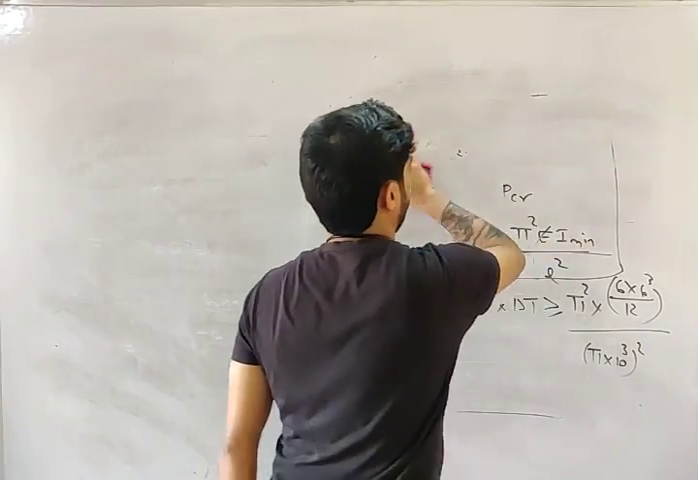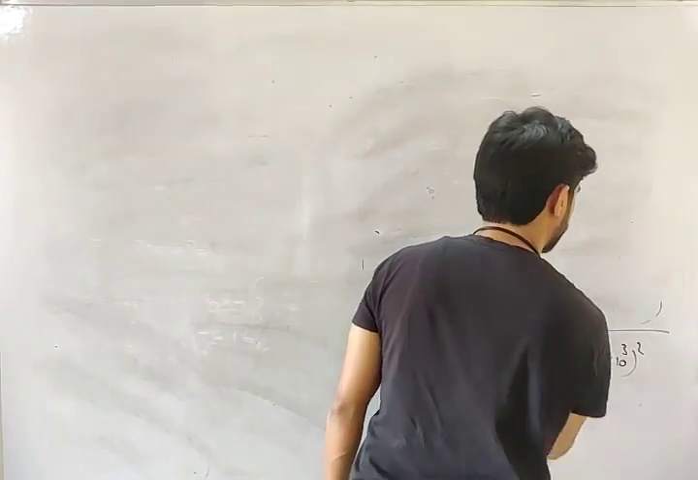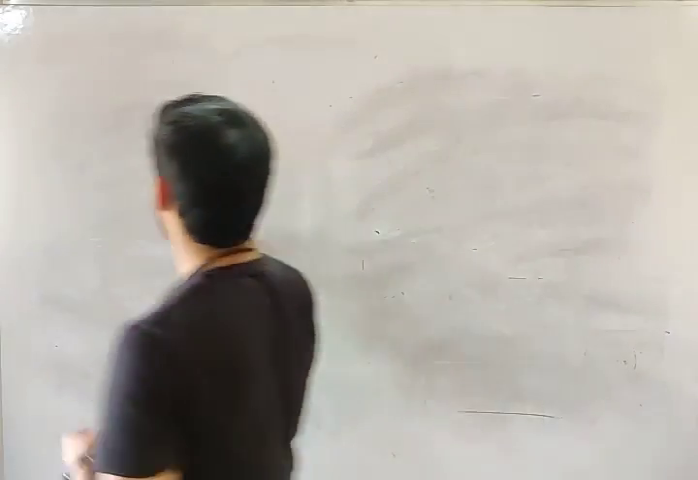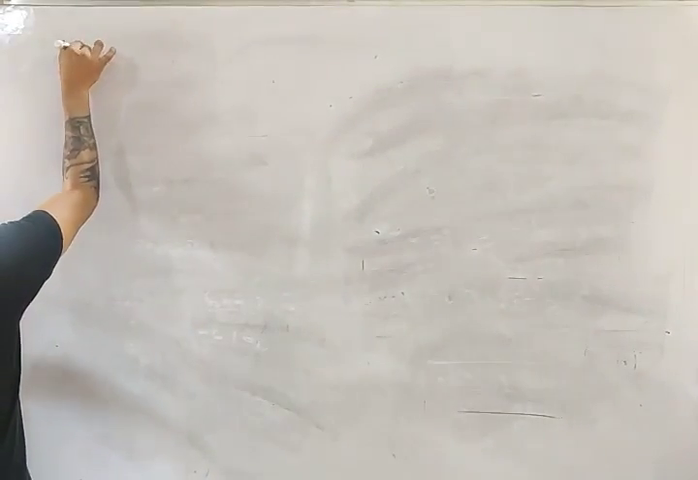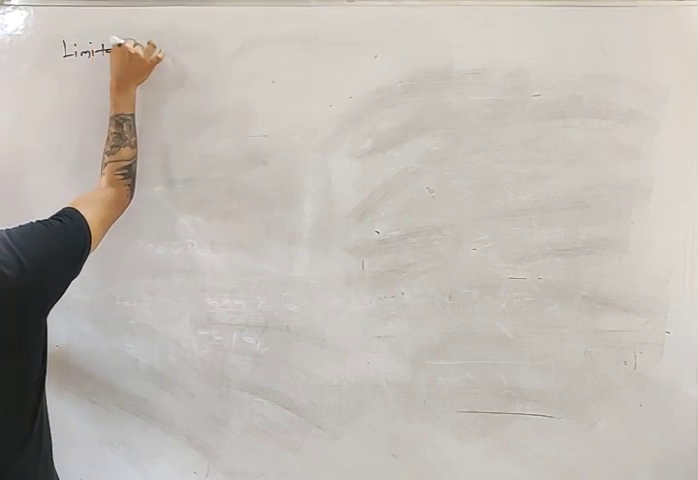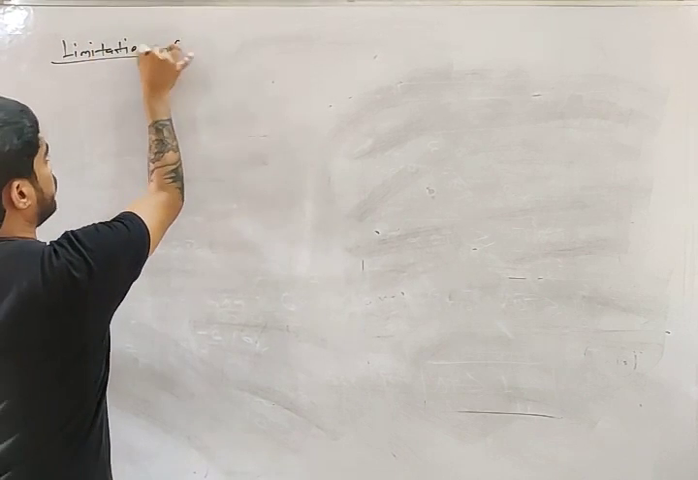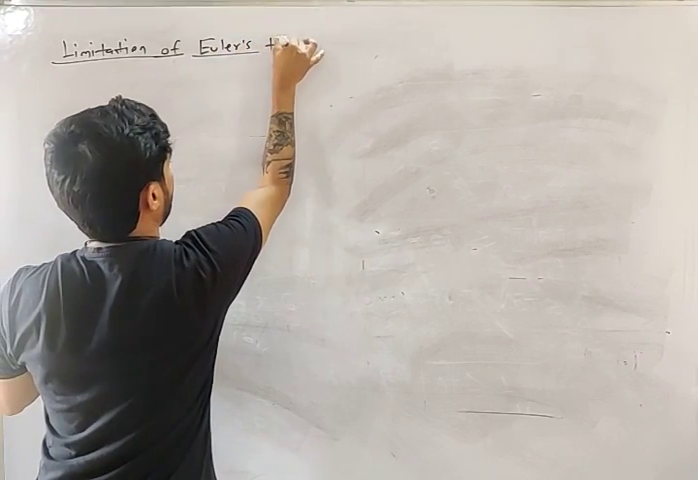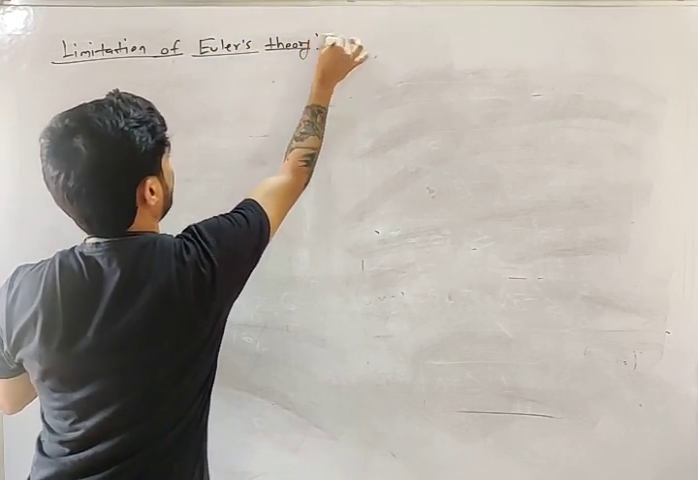And this next topic is known as limitation of Euler's theory. Okay, let's understand the limitations of Euler's theory.